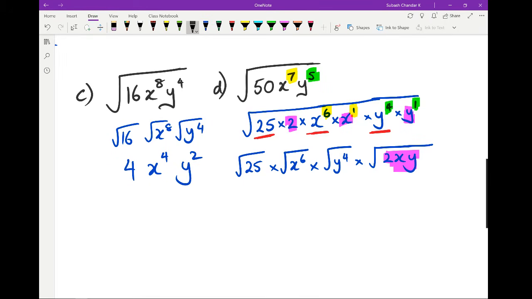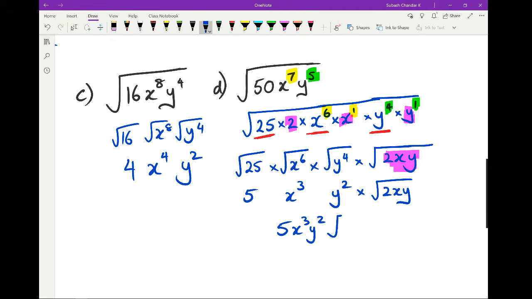Okay, so now I could actually start square rooting everything. Square root of 25 is 5. Square root of x to the power of 6 is x cubed. Square root of y to the power of 4 is y squared. And then multiplied by 2xy, because I can't really do anything with the 2xy. So putting it all together, I'm going to get 5x cubed y squared square root of 2xy.